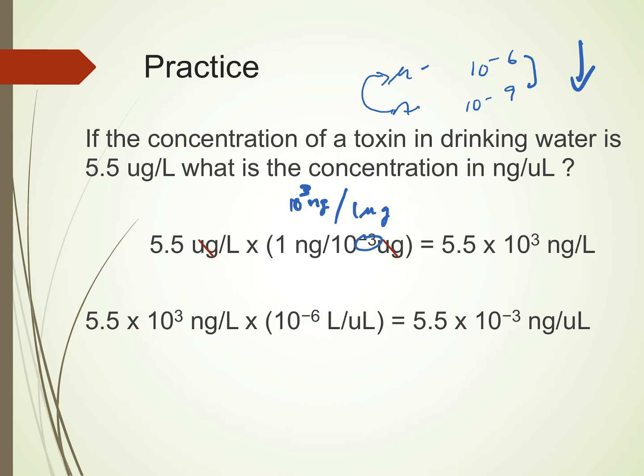We were asked for microliters, so we still have to convert it. So we now have this 5.5 times 10 to the third nanograms per liter, and there's 10 to the minus 6 liters in a microliter, or if you will, 1 liter is 10 to the 6th microliters. Both answers are the same, either way you think about it. So this is your final answer that you want here. I forgot that I asked you also to change the volume. Just a way of showing you how to convert.